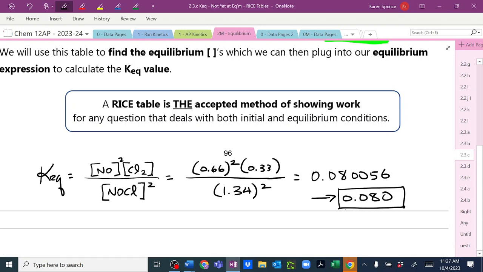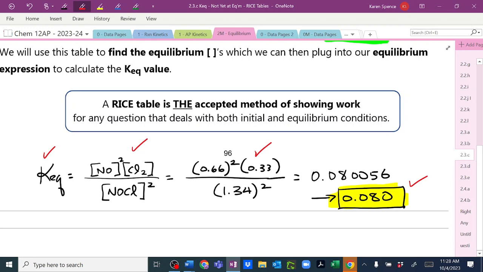Did you get what I got? Did you write K_eq equals? Did you write your square bracket expression? Did you write round brackets around your numbers? And did you have 2 sig figs in your final answer? Good.